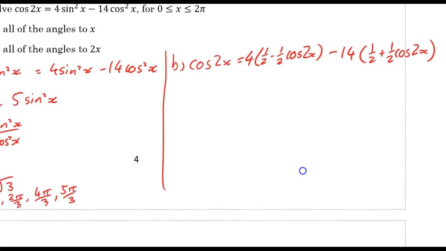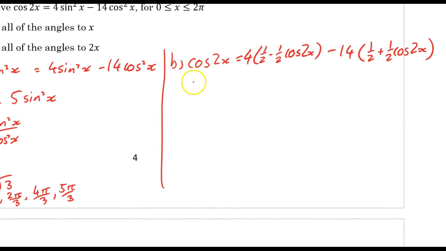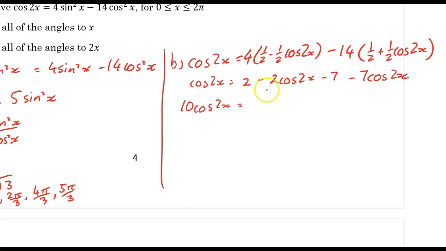Yeah, keep moving along here. We'll expand those out. Cos 2x equals 2 minus 2 cos 2x minus 7 minus 7 cos 2x. Rightio. I'm going to have 9... I'm going to have 10 cos 2x equals negative 5. Cos 2x equals negative 1/2.